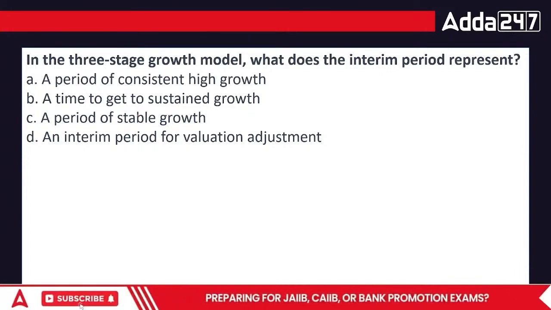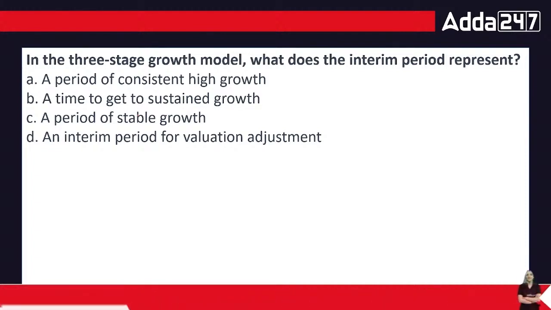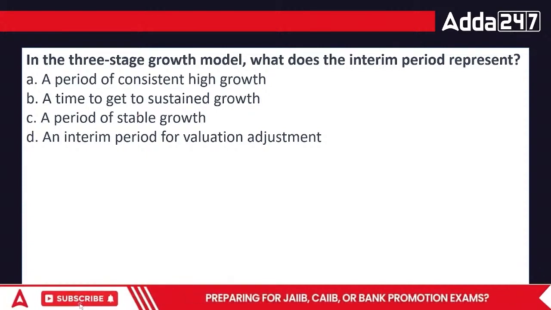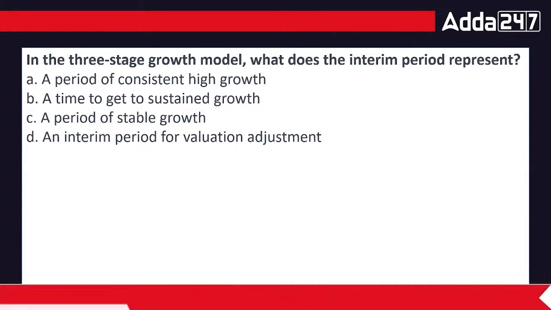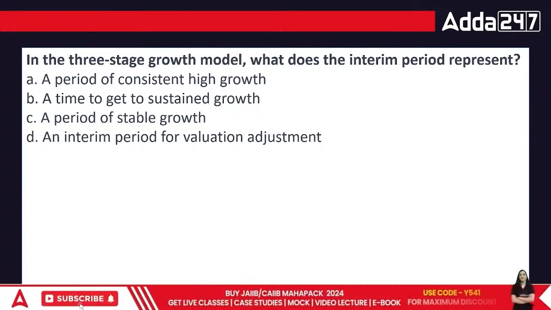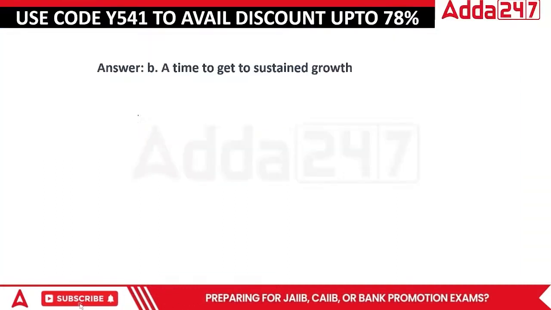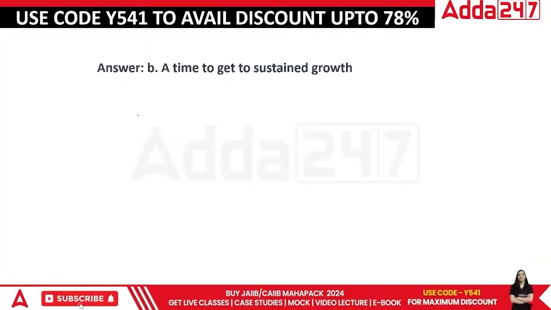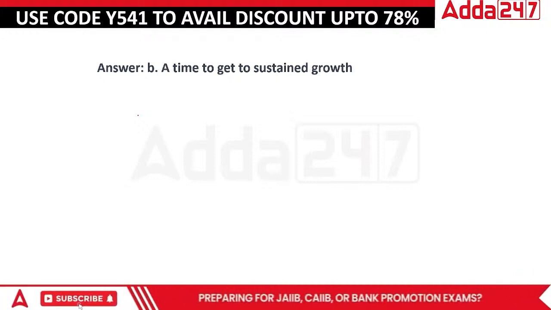Again, three-stage model, what do they say? I told you about the interim period, but what about the three-stage model? Under this specific three-stage model, they are saying a period of consistent high growth, a time to get sustained growth, or a period of stable growth, or an interim period for valuation adjustment. In the three-stage model, what does the interim period represent? So this is basically a period of sustained growth. Sustained means the growth is there, but there's a specific way it has been growing.